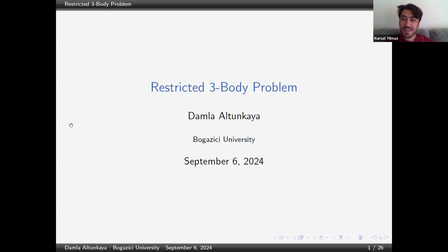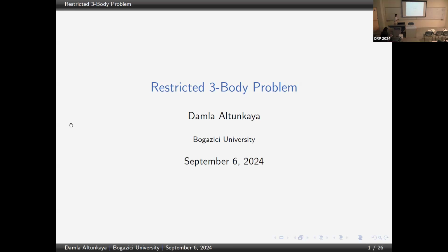My mentee, Damla, is a physicist from Boğaziçi University. We studied the restricted three-body problem in a sense that most of the mathematicians do not study. She's going to talk about that. Well, stage is yours, Damla.